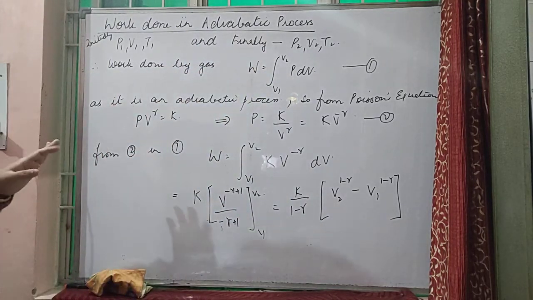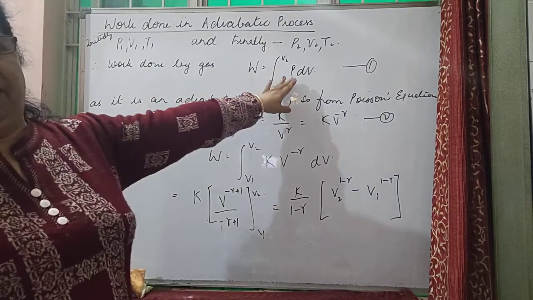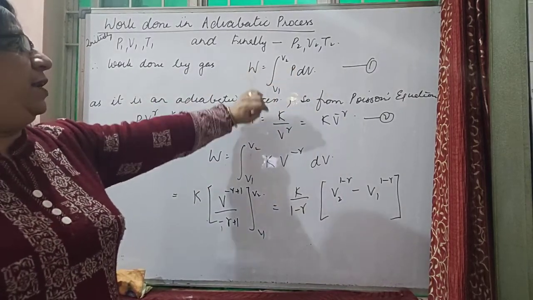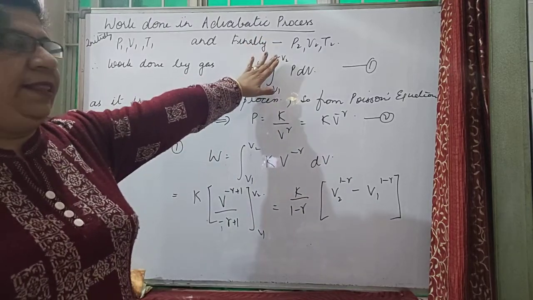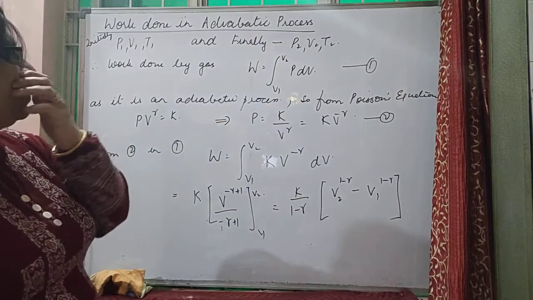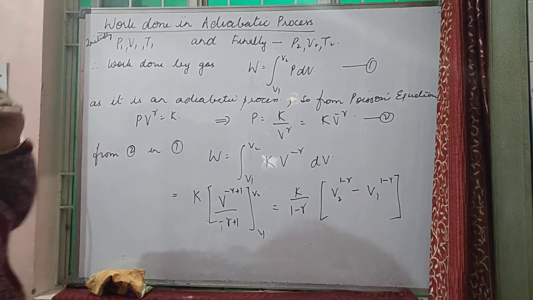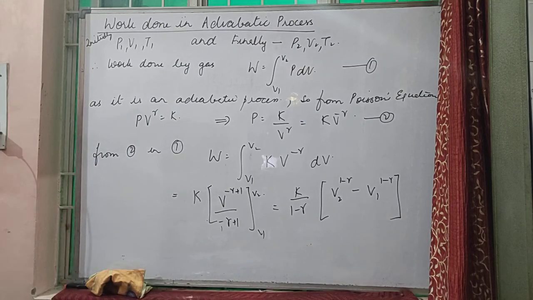Okay, work done by gas is given by W is equal to PdV. We have seen it previously, and the gas expands from V1 to V2. Till that time the work is being done, which is given by PdV. Now as it is an adiabatic process, Poisson's law will be applicable.